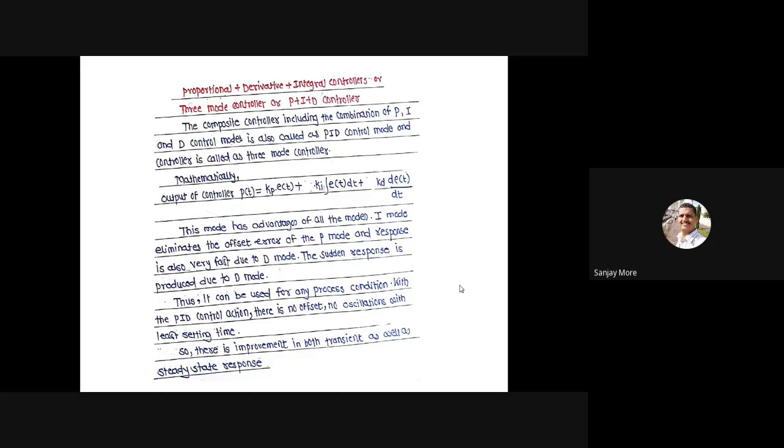Full stop and next line. Thus, it can be used for any process condition. With the PID control action, there is no offset and no oscillation, with the least settling time.